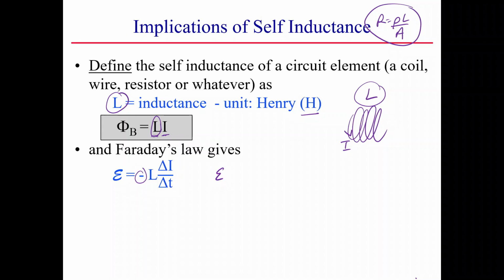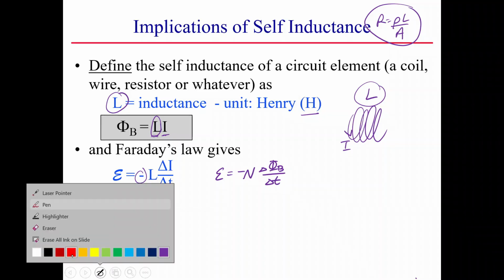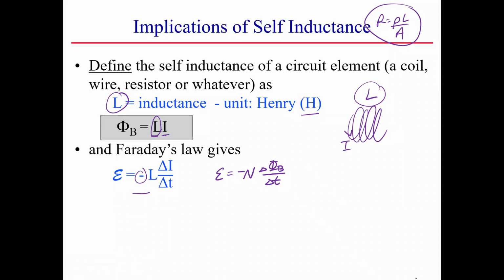So Faraday's law says that E is negative N change in magnetic flux over the change in time. Now, there's no N in this particular equation, and the reason is that when we look at the formula for L for a solenoid, L actually includes the number of loops. So we can ignore it here because it's going to be taken into account in our flux calculation. So we just get negative change in flux over change in time.